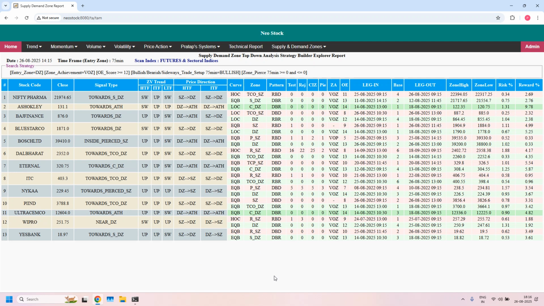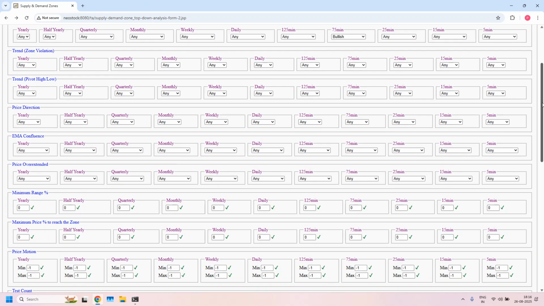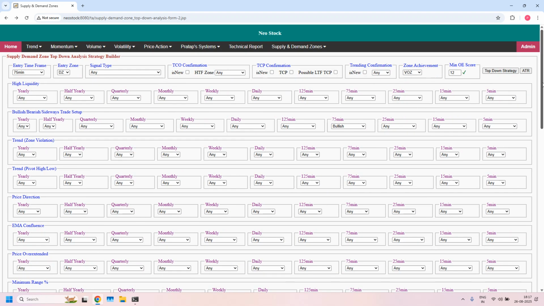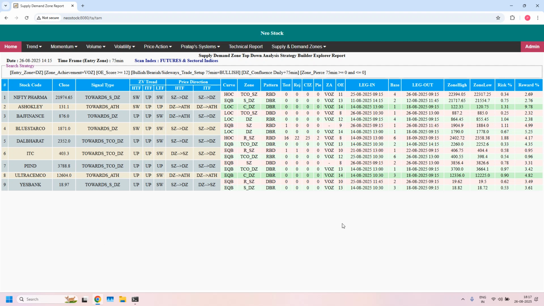Out of these 13 75 minutes demand zones, let us identify high probability trade setups based on different zone confluence and EMA confluence strategies that you learned in lesson 27. So the first filter is LTF and ITF demand zone confluence, that is 75 minutes and daily demand zone confluence. By enabling the filter, out of 13, we got 9 stocks.